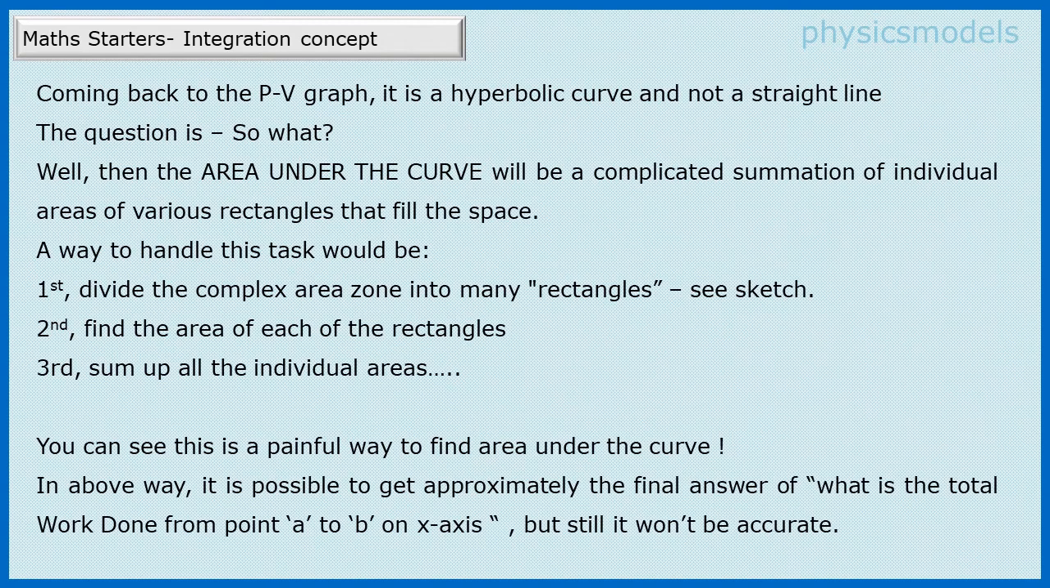In this PV graph, which was a complex curve, the area under the curve is also complex. We can do this without knowing integration, but manually we have to do three things. First, we have to divide the complex area into many rectangles as we saw in the sketch. Second, we have to find the area of each of the rectangles. Third, we have to find the sum of all the individual areas, A1 plus A2 plus A3 plus so on.